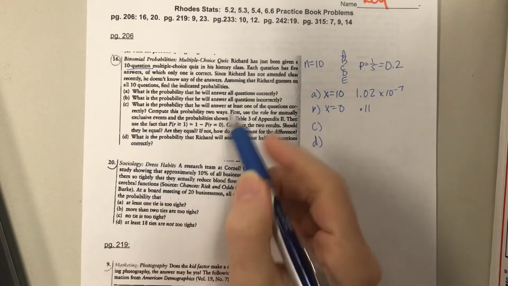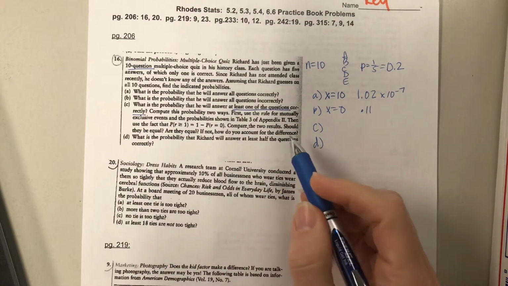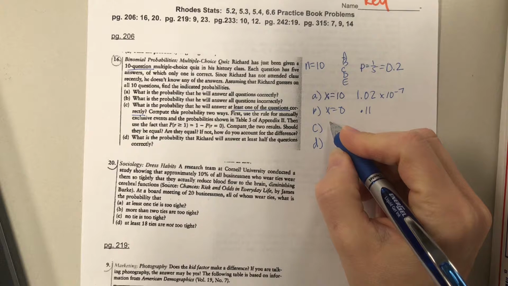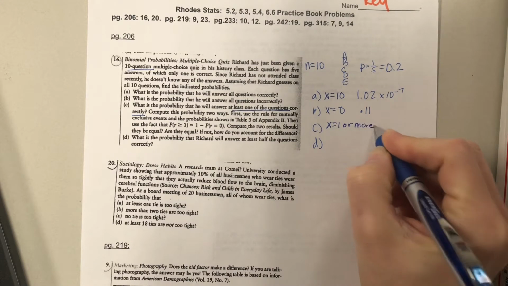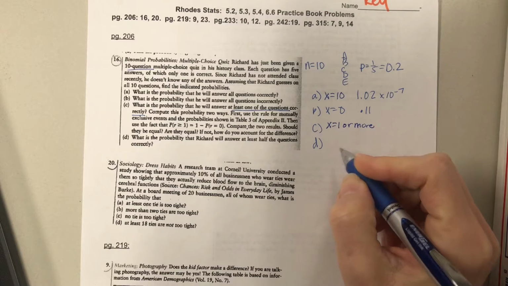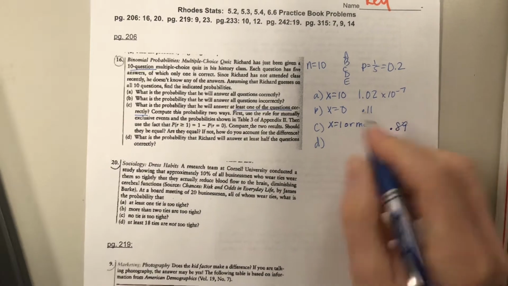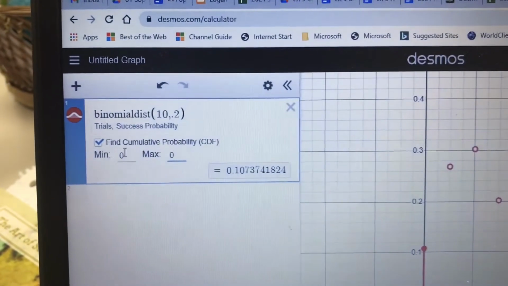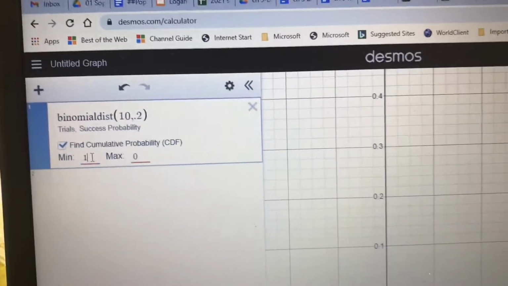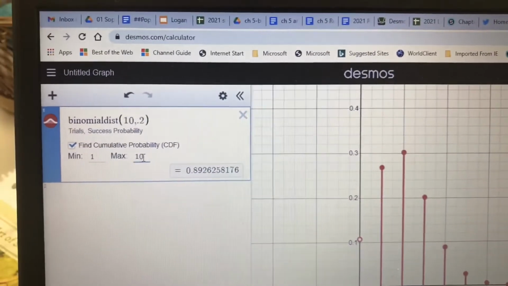Question C, what's the probability he's going to get at least one question right? At least one question right means he's going to get 1 or more correct. So 1 to 10 questions correct, okay? And that's going to be 0.89. I know that's the opposite of this answer, but I can just show you. So instead of 0 to 0, if I change this from 1 to 10, it's 0.89.